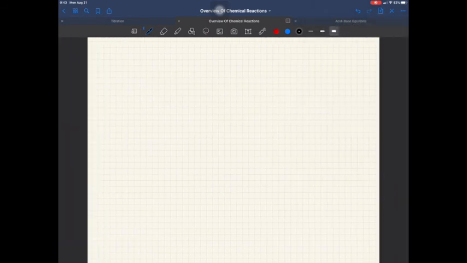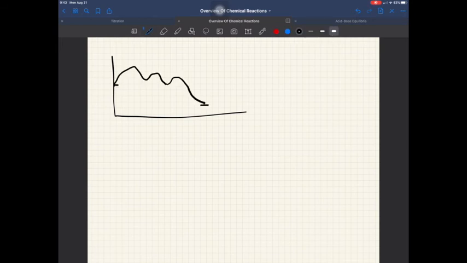Let me give you another hypothetical Gibbs free energy diagram. This hypothetical Gibbs free energy diagram is obviously spontaneous because the change in Gibbs free energy is negative. And it is also stepwise because you have two intermediates, this and this. But how many steps does this reaction have? So this reaction has 1, 2, 3. So it has 3 steps.